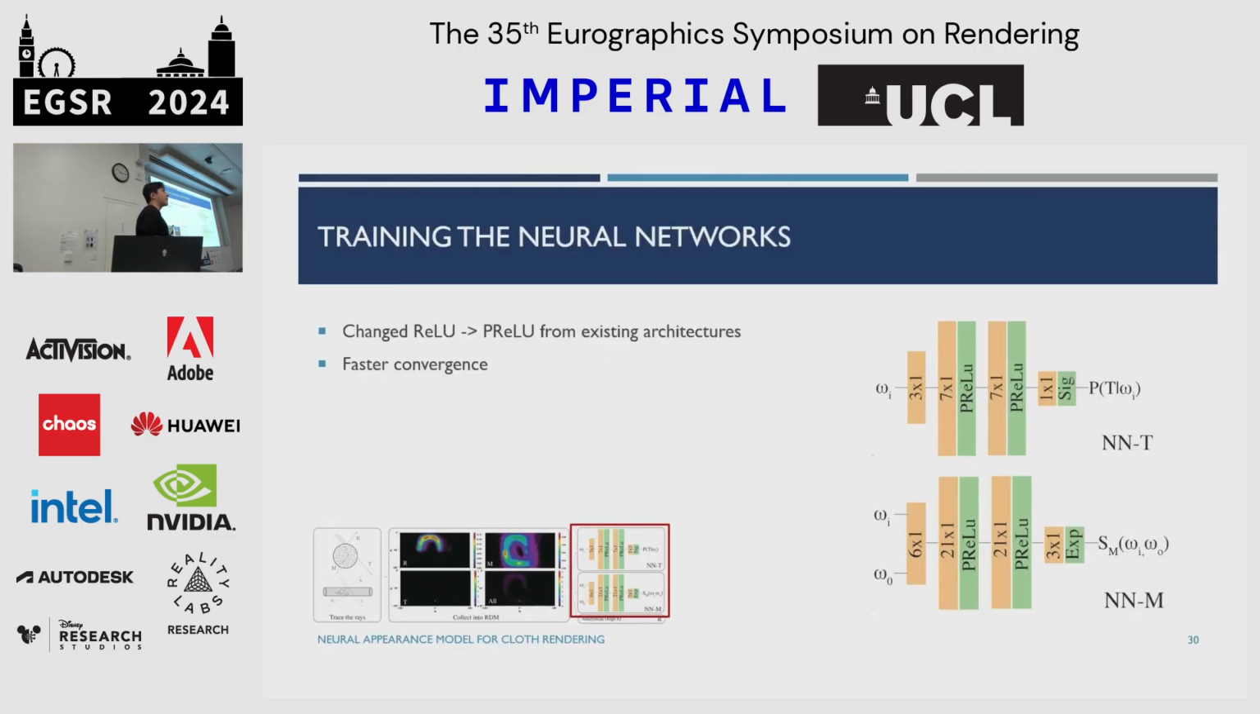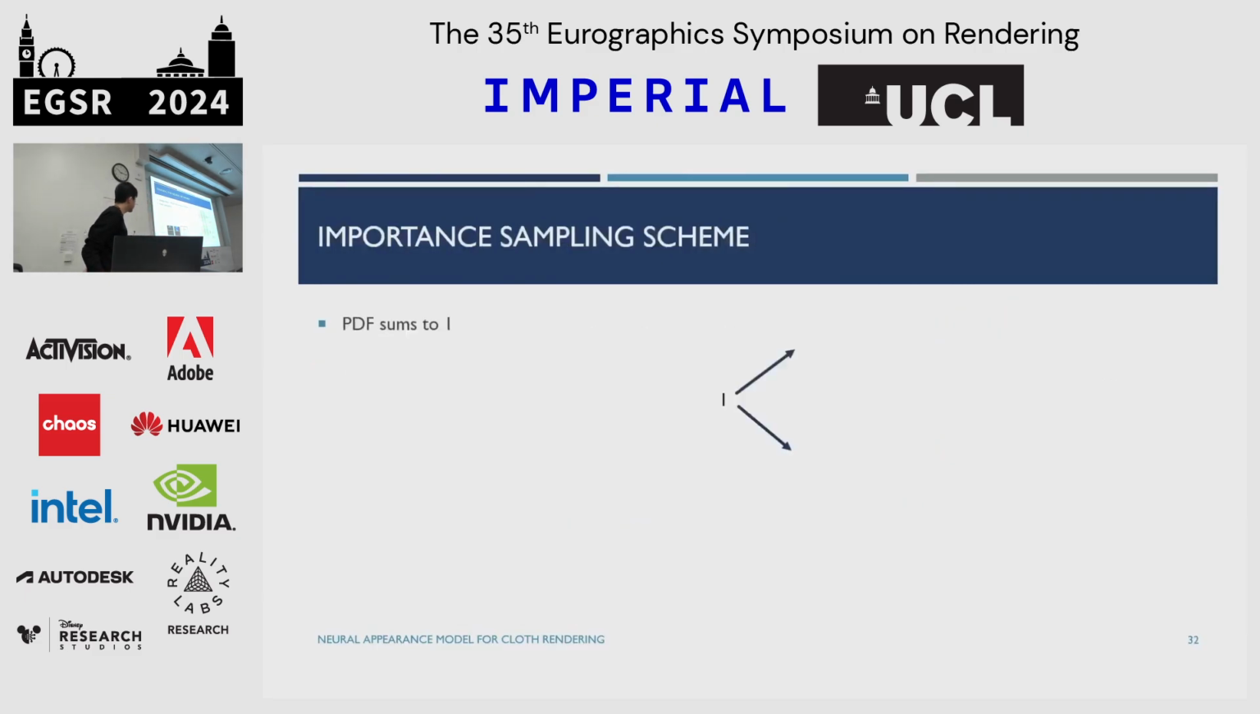We've also improved on the pre-existing neural architectures to help converge faster, by changing the activation function from ReLU to a PReLU, parametric ReLU. This helps it converge better as there's more control over the neural network, such that you get faster convergence, as you can see here. An importance sampling scheme would be best going with this pipeline.